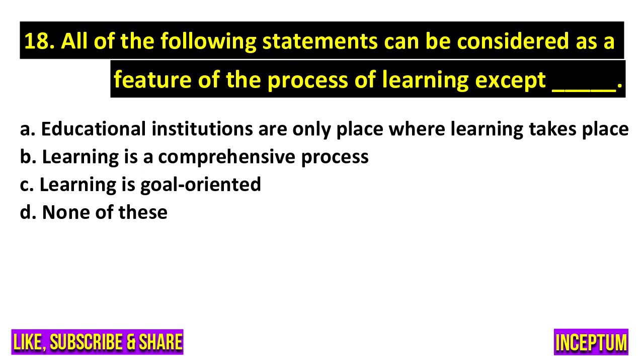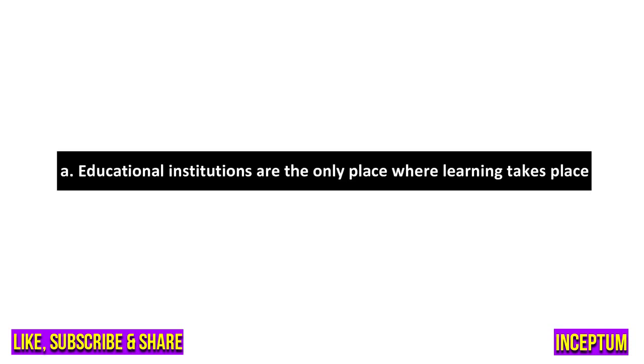Question number 18. All of the following statements can be considered as a feature of the process of learning except educational institutions are the only place where learning takes place. Learning is a comprehensive process. Learning is goal-oriented. None of these. And the right one is option A, educational institutions are the only place where learning takes place.